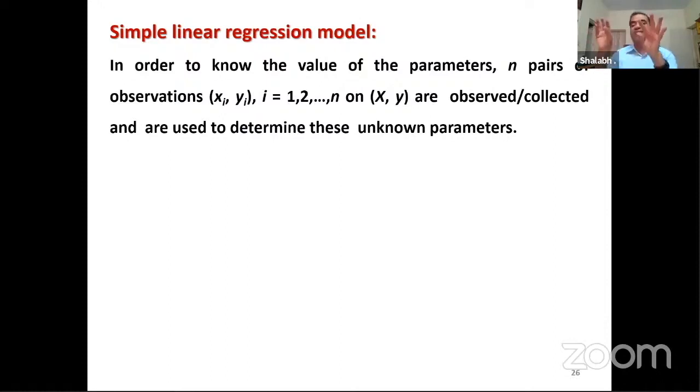I give a value of x and note down the value of y. Similarly, I change the value of x, then I get another value of y. Suppose you conduct this experiment n times, right? So you will have n sets of paired observations.